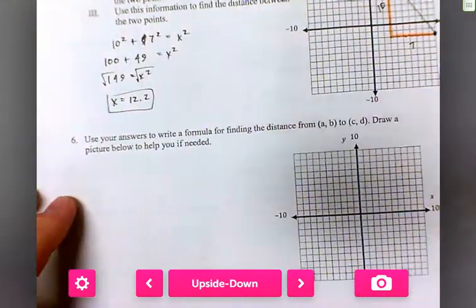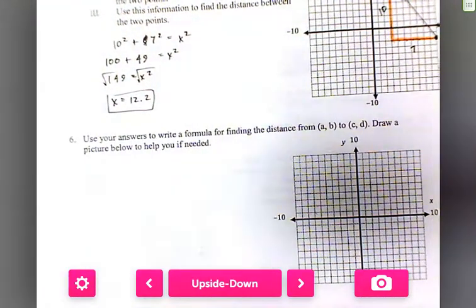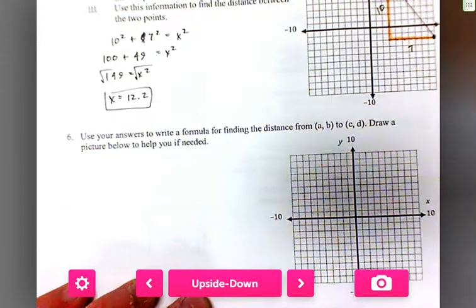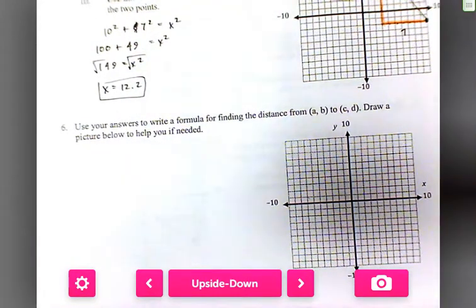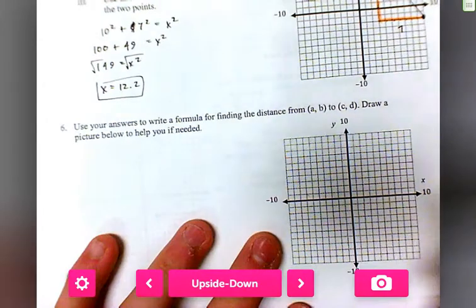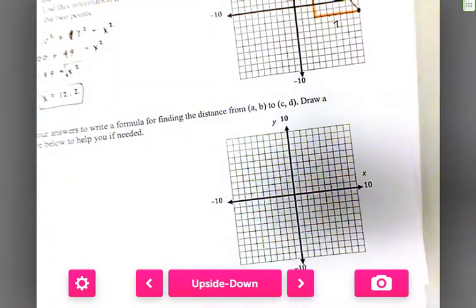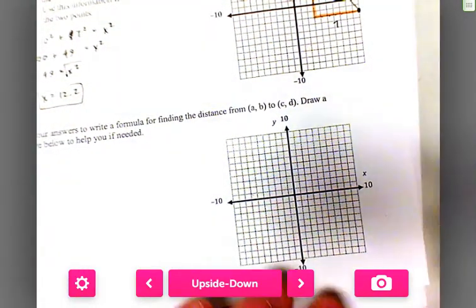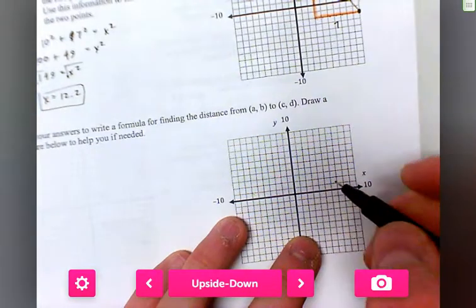We got to use your answers to write a formula for finding the distance from A, comma B to C, comma D. Okay? Now I know you're thinking, how do I find length if it's just letters? Well, we got to plug it into the formula. Okay? So here's what we're going to do. We're going to make some just random points. Okay? For A, B, and C, and D.